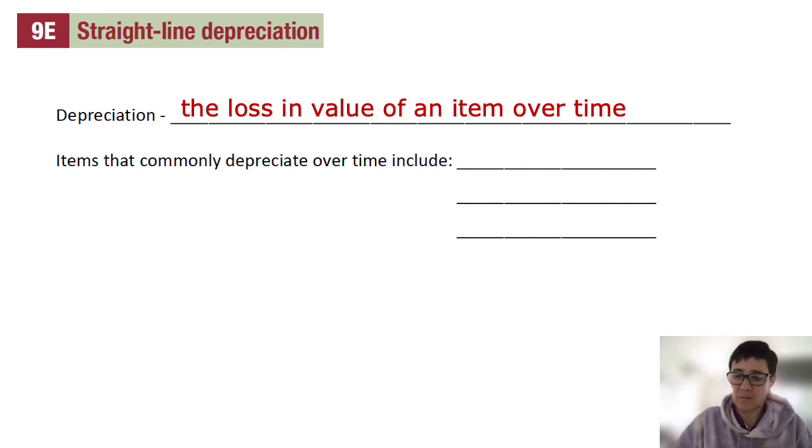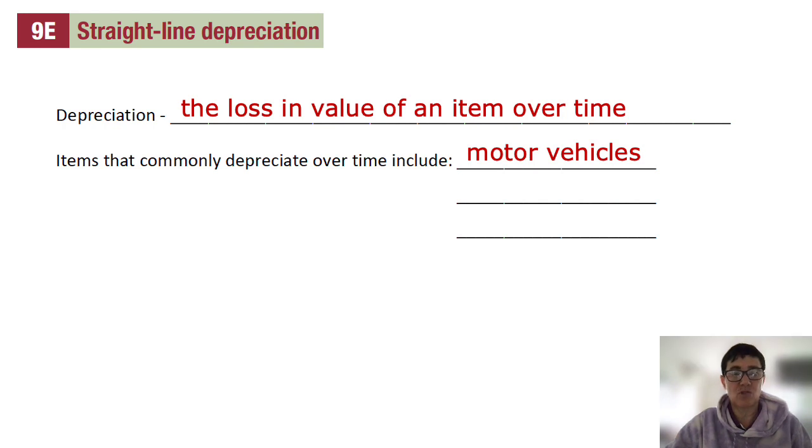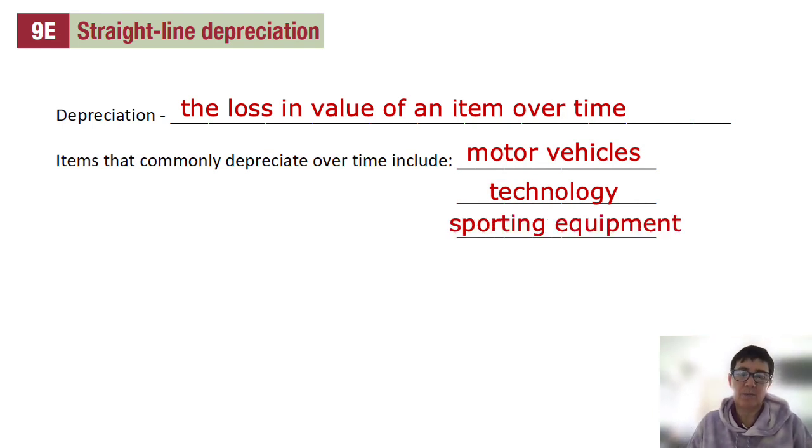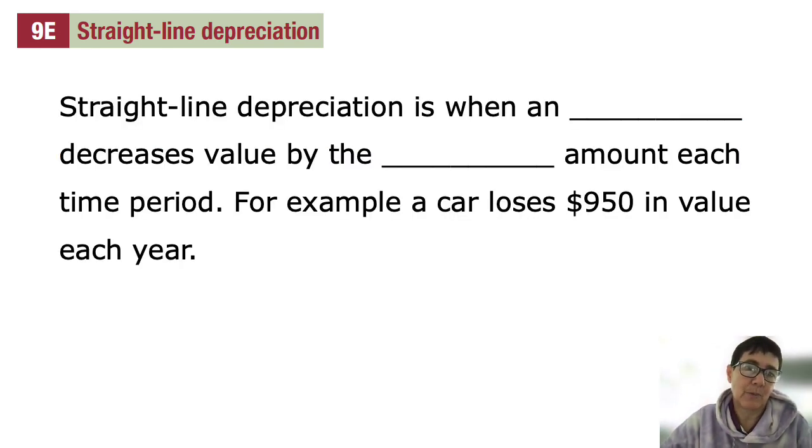Things that might commonly depreciate, like I said, motor vehicles, as soon as you buy one and drive it away, it's lost value. Technology, I bet you've bought yourselves a brand new phone and then a month later it's worth about $300 less than what you paid, okay? And sporting equipment, there's heaps of things. Just Google what can lose value over time. All right, but we're talking, as I keep stressing, about straight line depreciation.